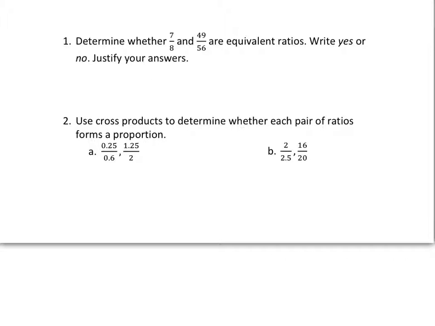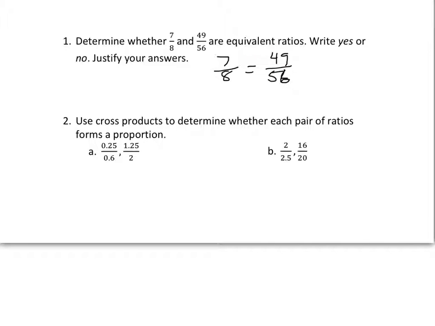So we're going to first determine whether these two ratios are equivalent. So set up our proportion and test it to see if it's true. There are lots of different ways to test this. You can see if it takes the same thing to multiply on top and on bottom to get from one to the other, or you could reduce both of them and see if they become the same, or find the cross products.